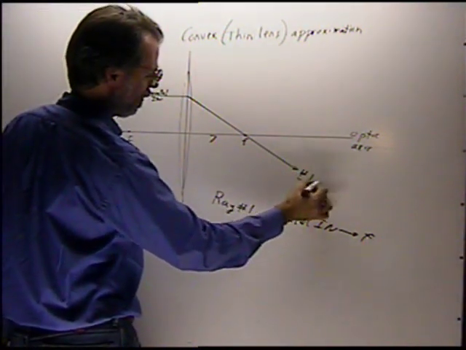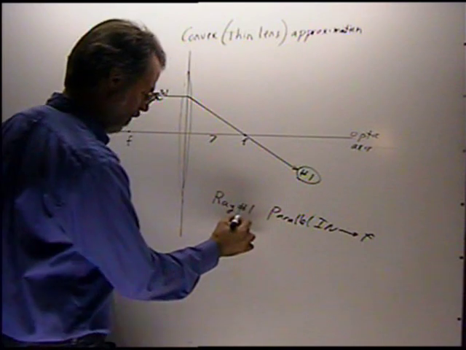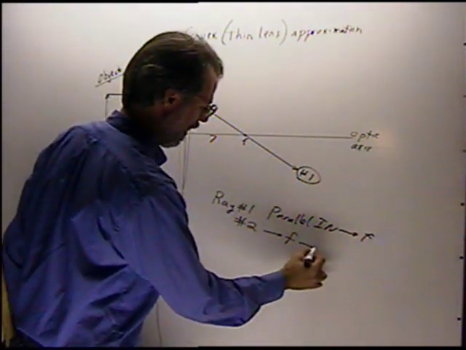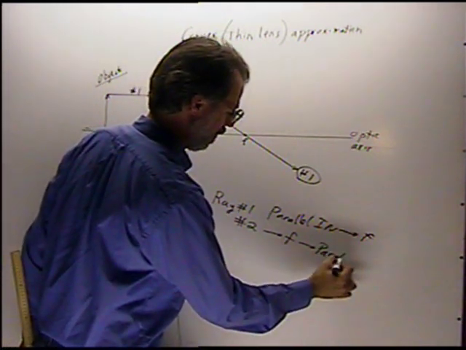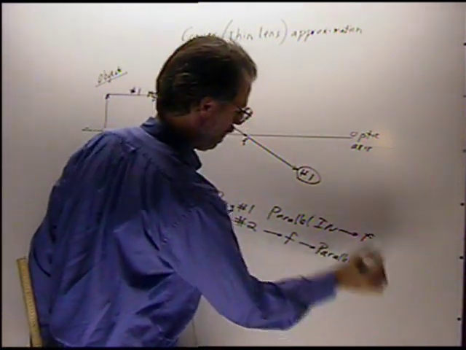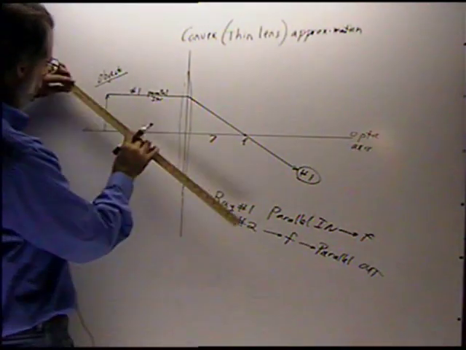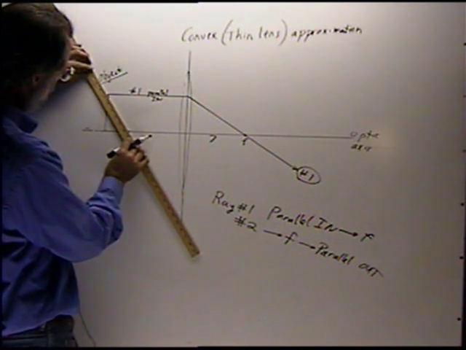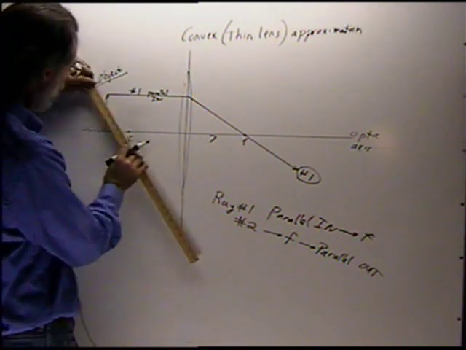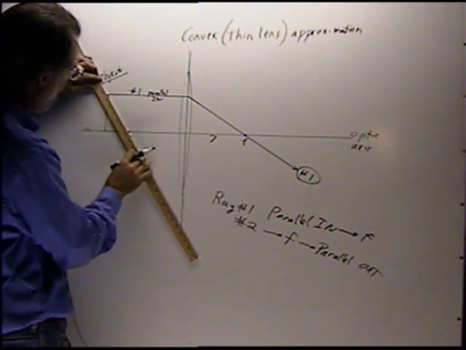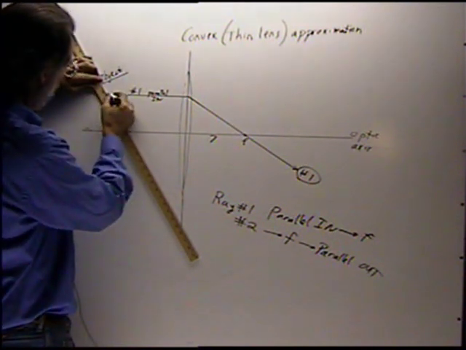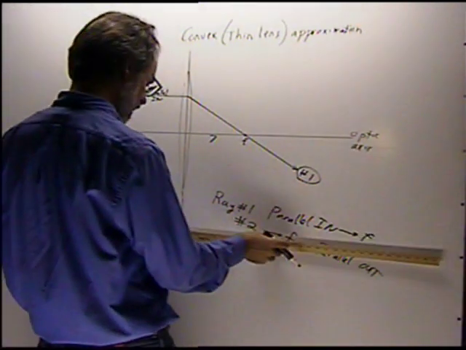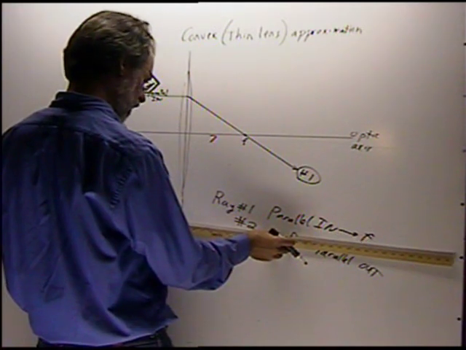That's number 1. Okay, ray number 2 goes through the focal point, and then it's parallel out. Okay, so how do we do that? We go through the focal point. That's the only way to go through the focal point, is to take the ray right down here. Go through the focal point all the way down here, and then parallel out.